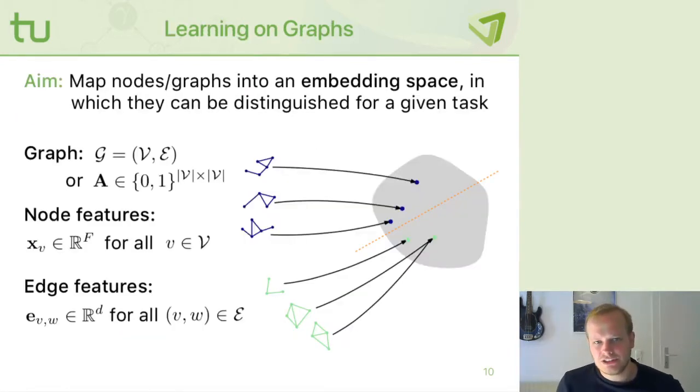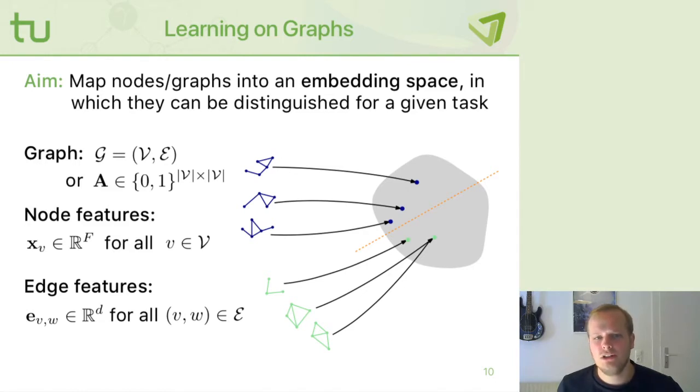Okay, to get started, we first need to understand what learning on graphs exactly means. Here the basic goal is to map nodes or entire graphs into an embedding space in which they can be distinguished for a given task at hand. For example, we might have a dataset of graphs and we want to classify those graphs based on some structural properties of the graph. For this, we would first embed each graph into an embedding space, and we would require embeddings of graphs to be distinct if their classes do not match.